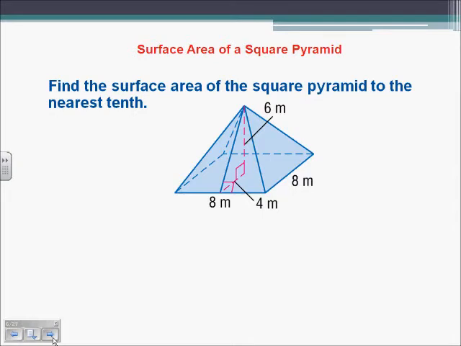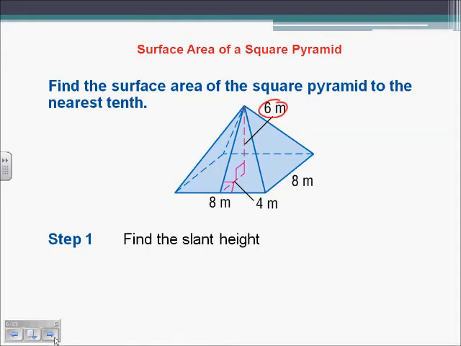Here we're asked to find the surface area of the square pyramid to the nearest tenth. It's a square pyramid, so we know the base is a square. So first we're going to find the area of the base there. Alright, I guess first we're going to find the slant height. So we know the radius, they tell us, is 4. That's one side of our triangle, we're going to make a right triangle with the slant height and the actual height of the pyramid. The actual height they tell us is 6 meters.